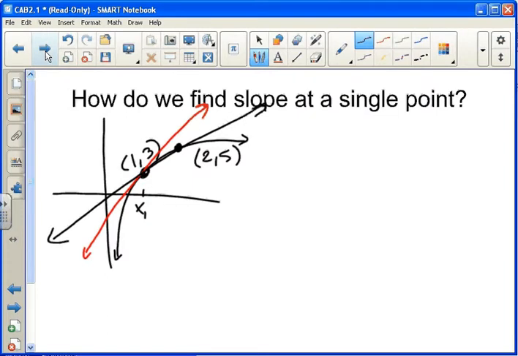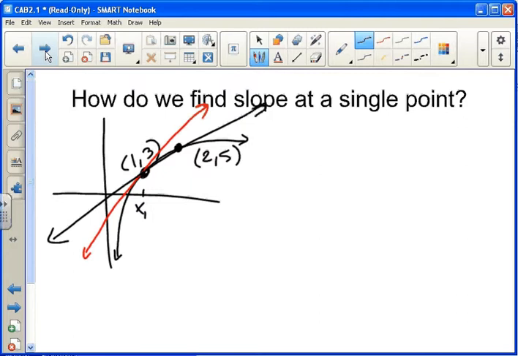But if we could find the slope of that line, the black line I just drew, because it has 2 points, 1, 3, and 2, 5. So we could use the slope formula, find the slope, and then we would at least have an approximation. The slope of the black line is certainly not going to be the same as the slope of the red line, but they would at least be in the same ballpark. So that would be one way to approximate our slope.